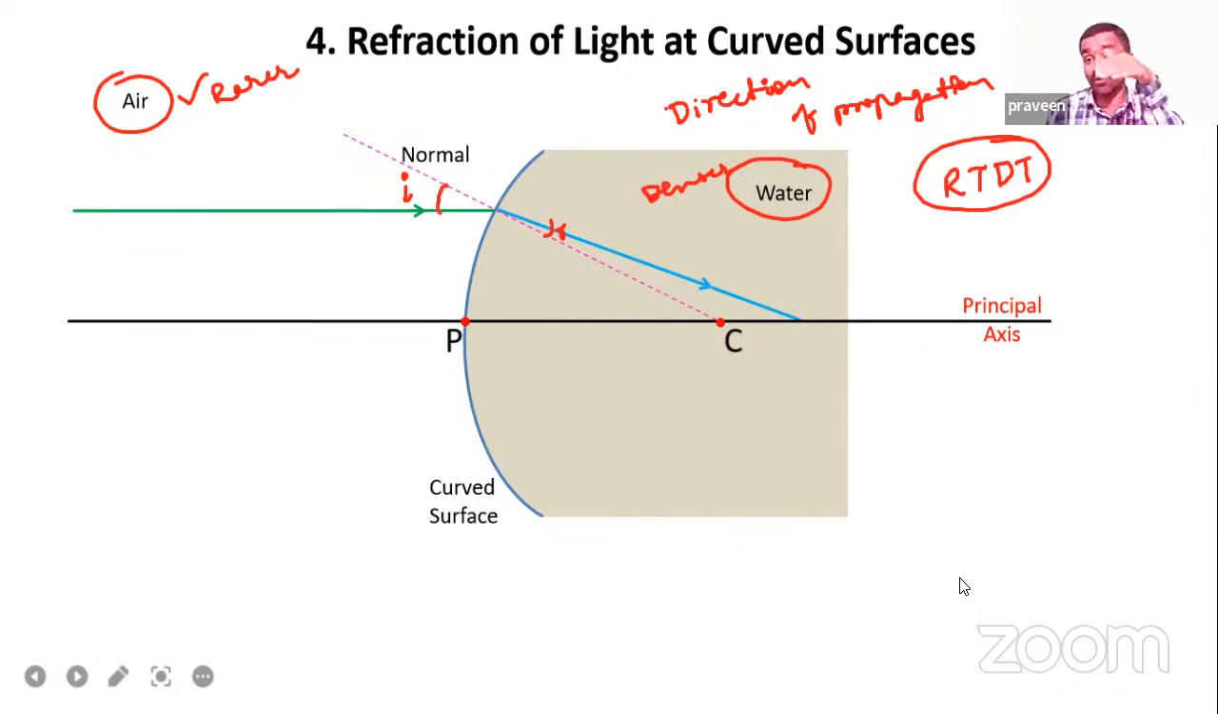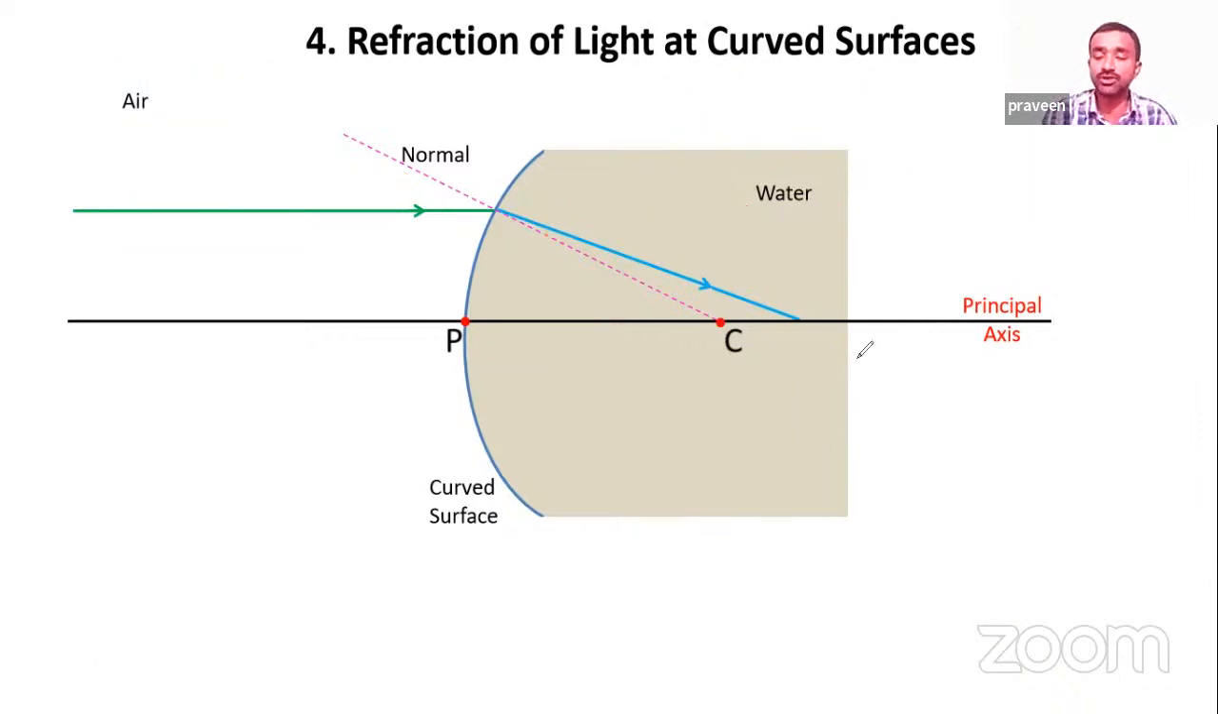The behavior of the light ray we are observing: after refraction, the light ray meets the principal axis. So that is the observation given in figure number 4A.